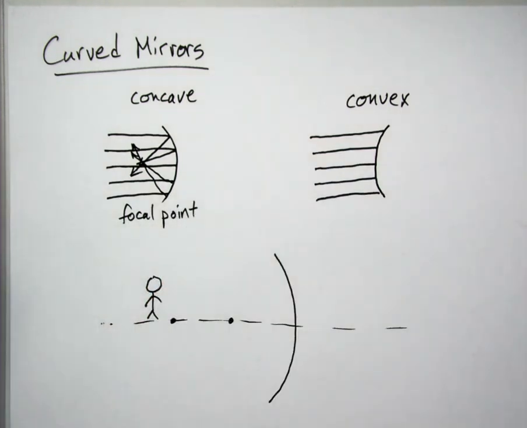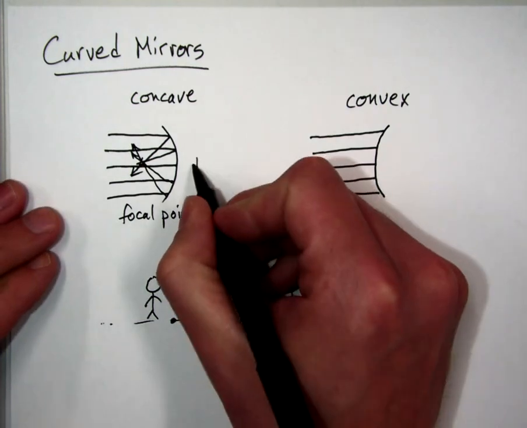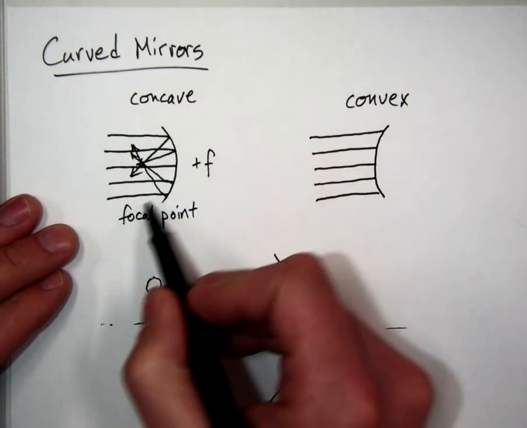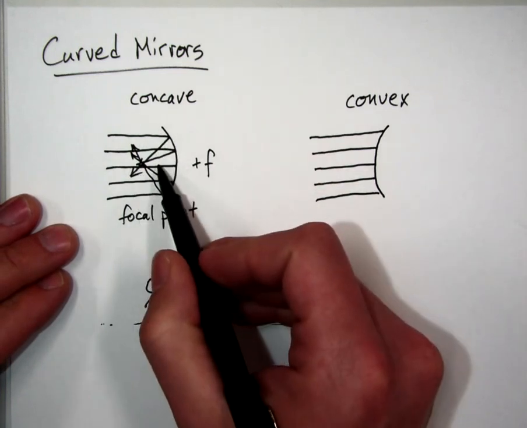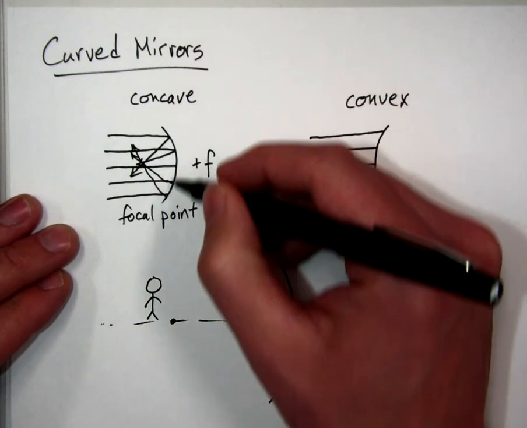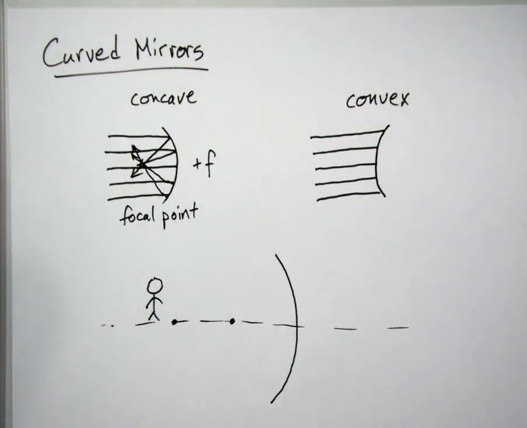For a concave mirror, the focal point has a positive value, so it's a positive f. More sharply curved mirrors will have shorter focal lengths, or a closer focal point. If the mirror is very gently curved, it's almost flat, then the focal length is much greater.